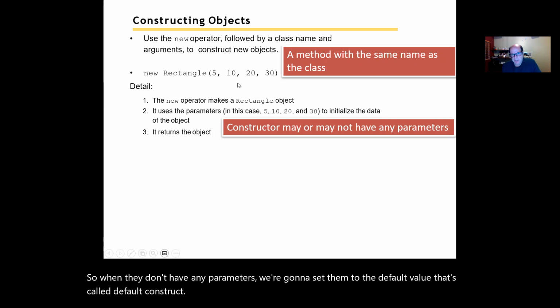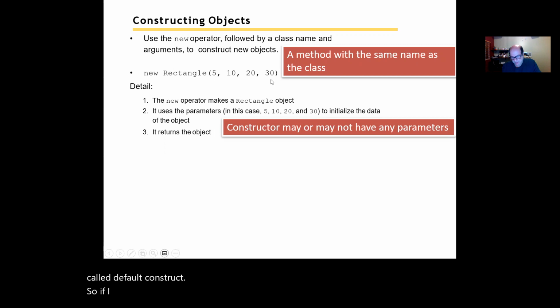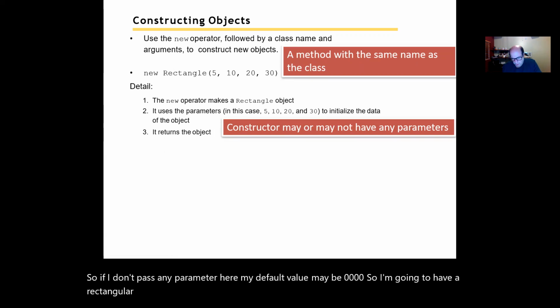So if I don't pass any parameter here, my default value may be 0, 0, 0, 0. So I'm going to have a rectangle of size 0, 0, width and length. That's going to be at the corner 0, 0, which is basically one dot. It's not going to show anything.